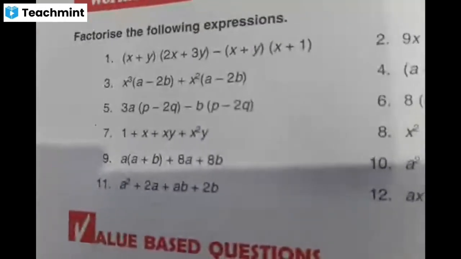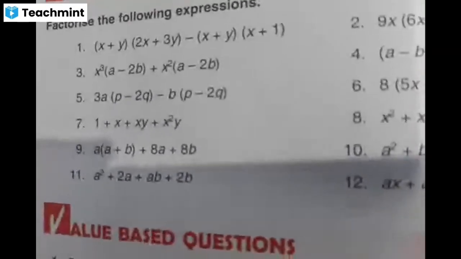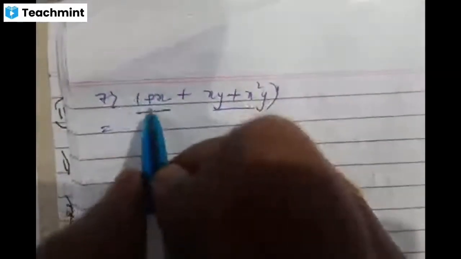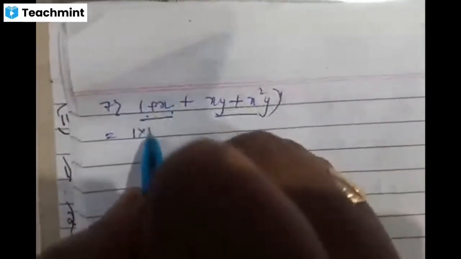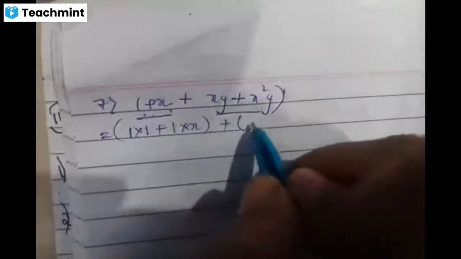Next we have question number 7 children. Seventh question is a little different here. You have to note which are different problems. You have to practice again and again. 1 plus xy plus x square y. Here, let us first group the terms. If in 1 plus x, nothing is common children, so 1 into 1 plus 1 into x. Let me group the terms.